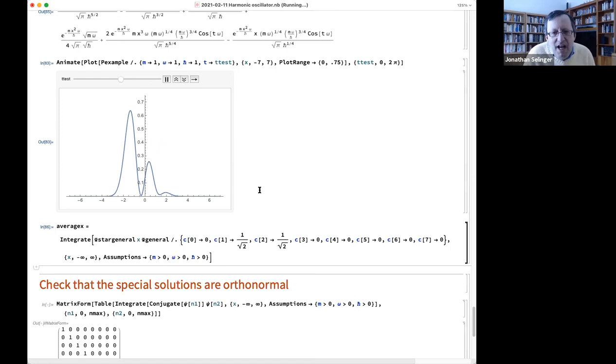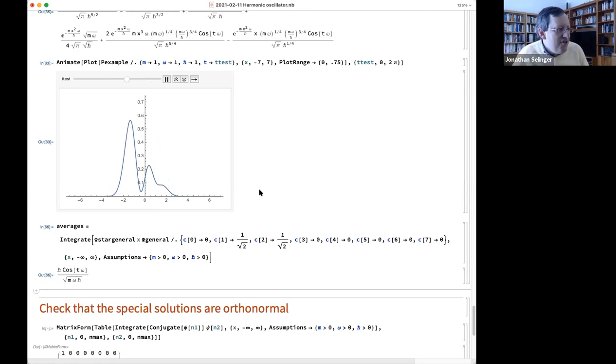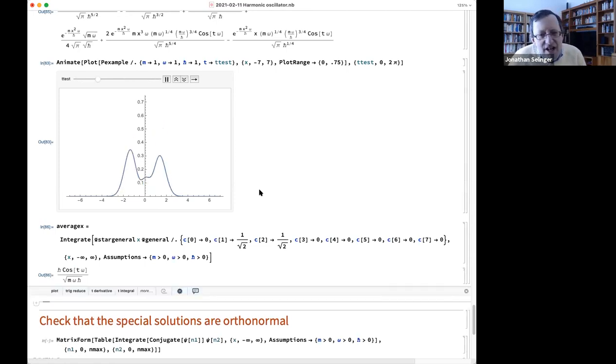Let me tell you something else. So you see from this that, oh, here's the answer. x looks like it's a cosine going back and forth, right? That's kind of like a simple harmonic oscillator that you learned about in classical mechanics. Good.